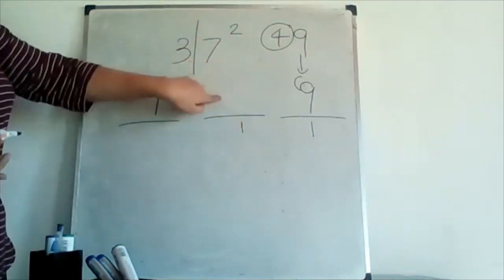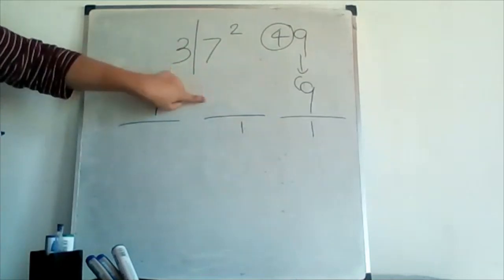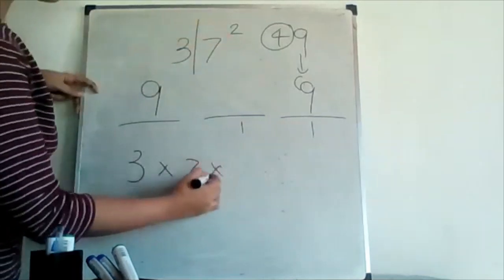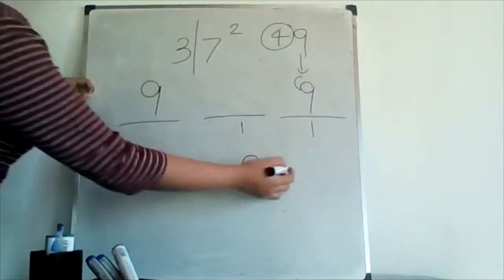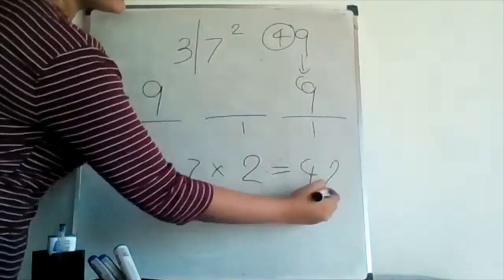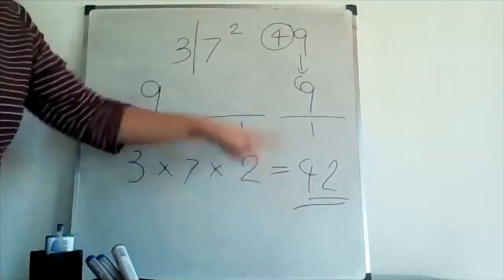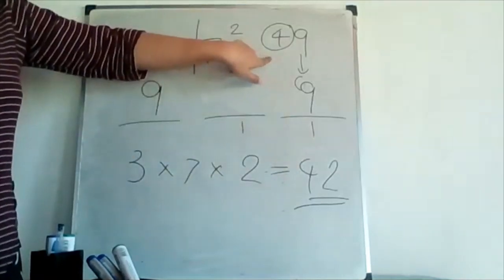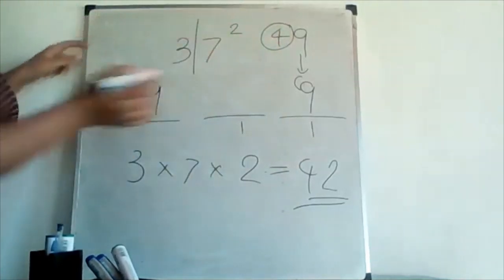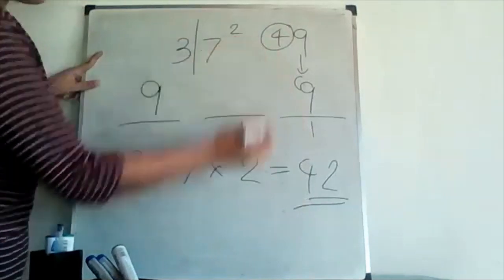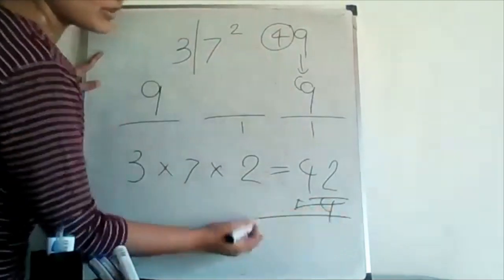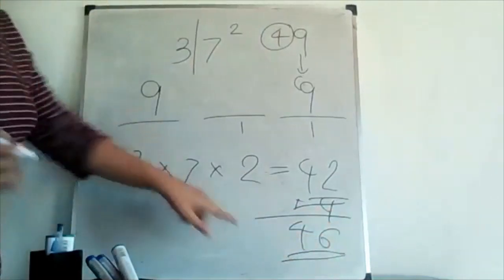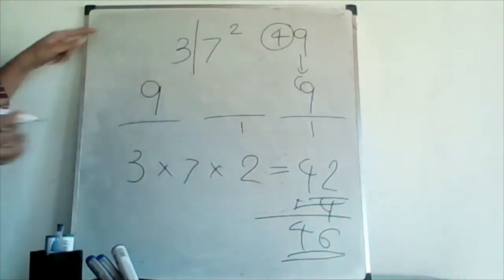After that, we have to find the value for the second group. The second group is 3 into 7 into 2. That means 21. 21 into 2 means 42. So the value for the second group should be 42. But I guess you all remember, a 4 remained here. That means this 42 plus this 4, that should be 46. So the value for the second group should be 46.